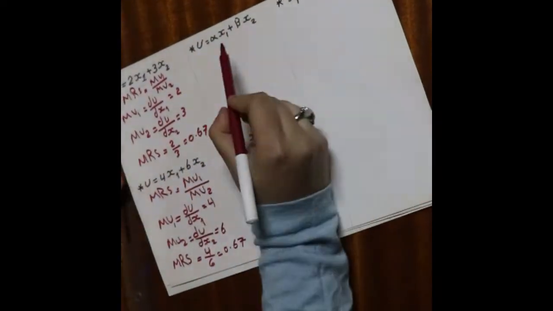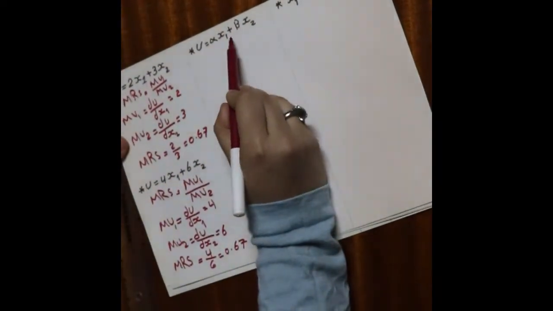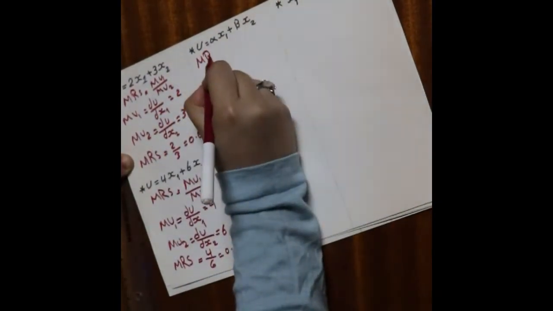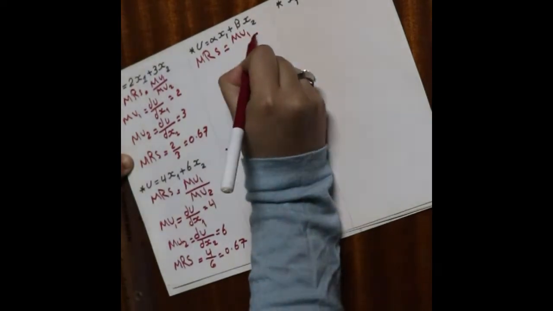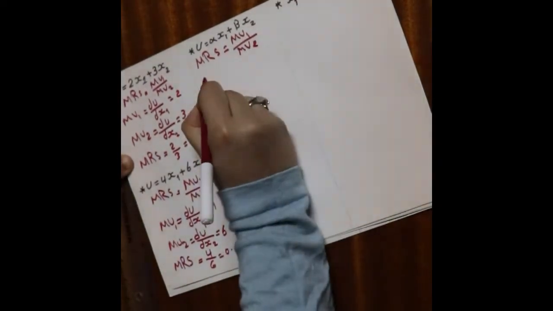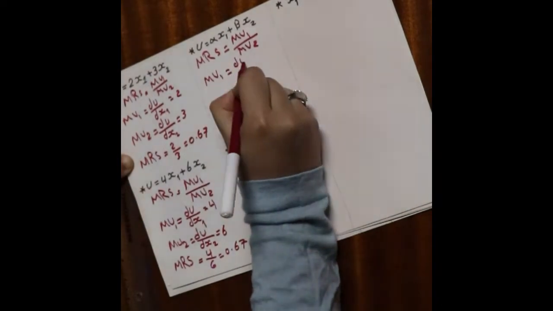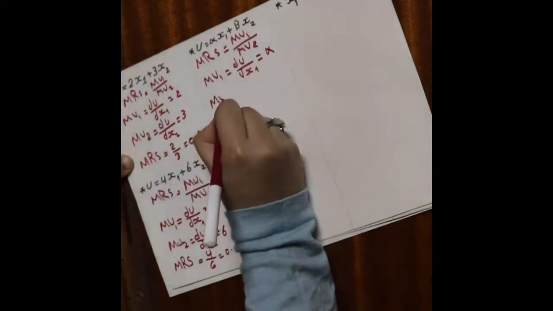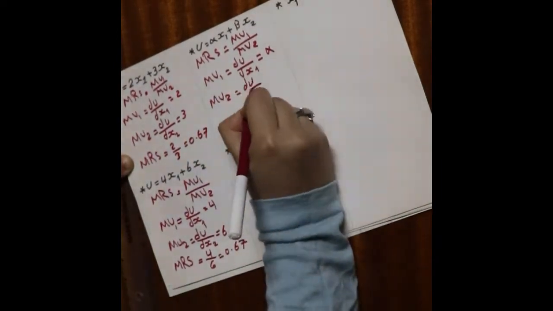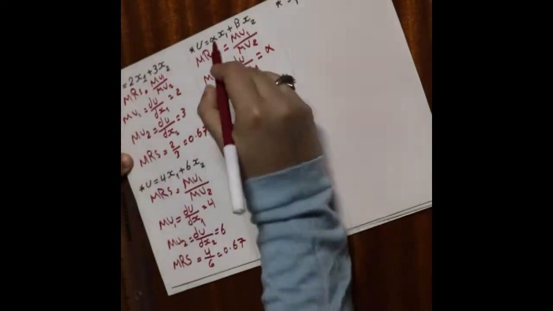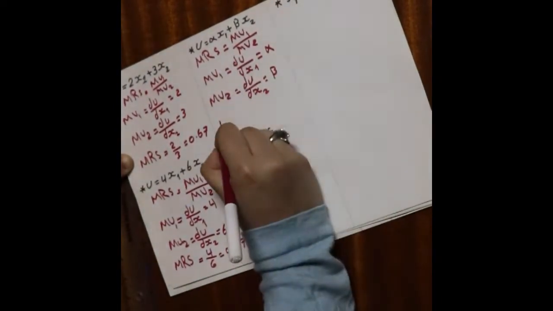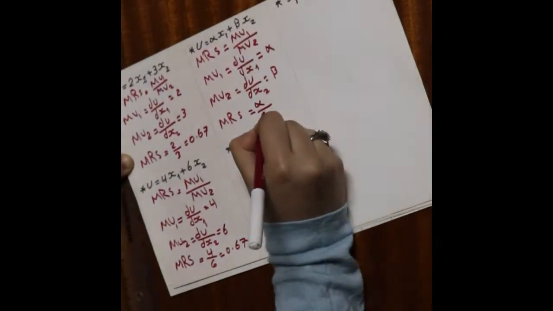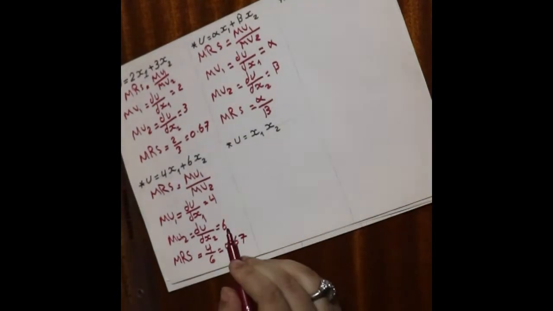Third one, U equal alpha x1 plus beta x2. Marginal rate of substitution equal MU1 over MU2. MU1 equal delta U over delta x1, here equal alpha. MU2 equal delta U over delta x2, here equal beta. MRS will be equal alpha over beta.